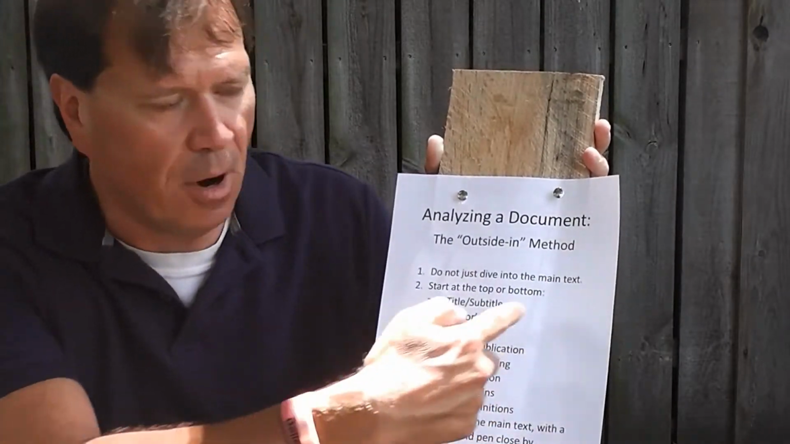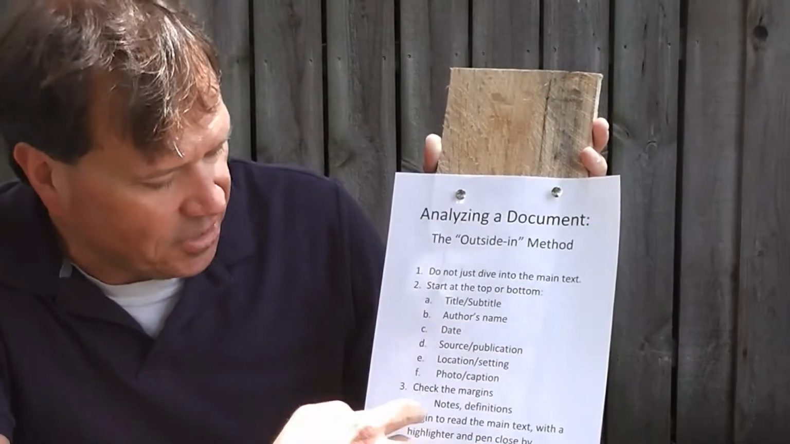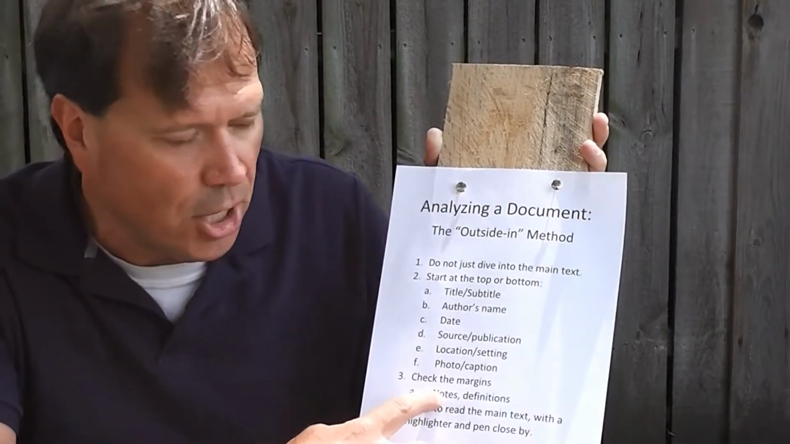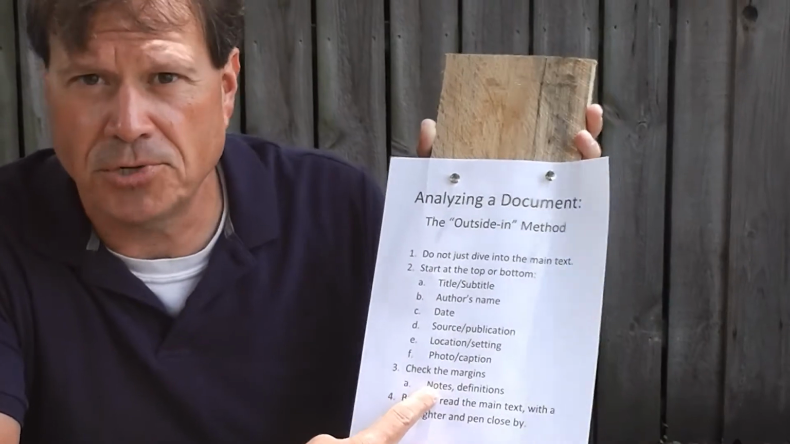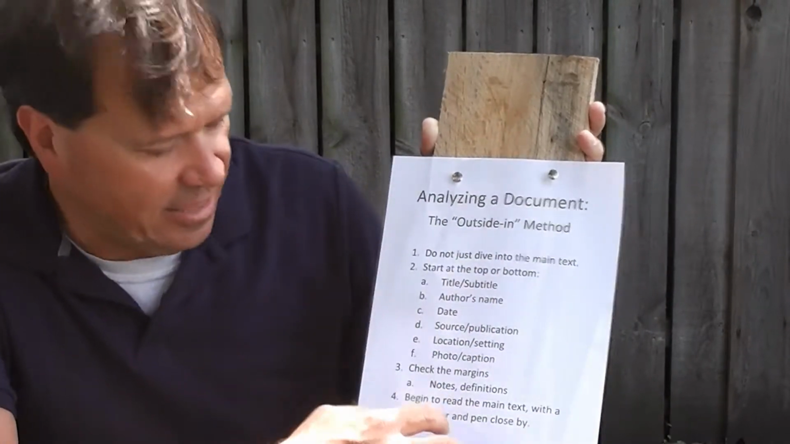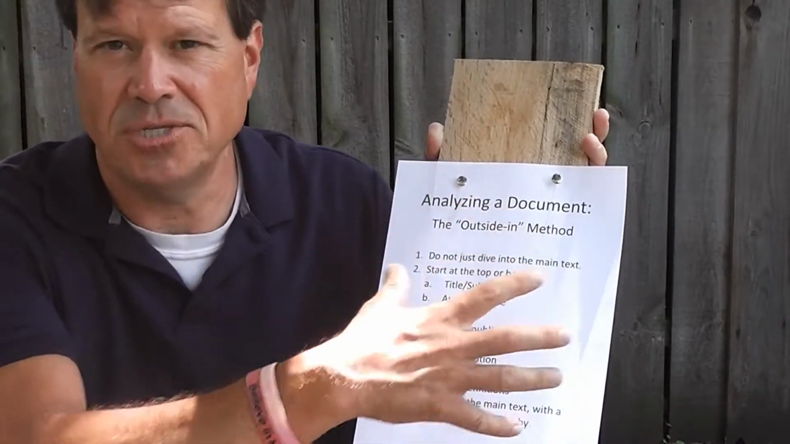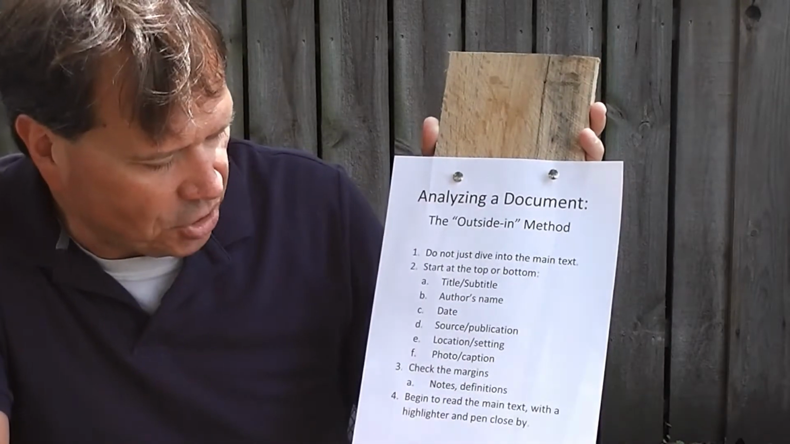Next, I would say check the margins. Now you're looking at the sides. Are there any notes there by the publishers or by the author to help you understand the text? Are there any definitions of maybe unfamiliar words that you're not sure about?